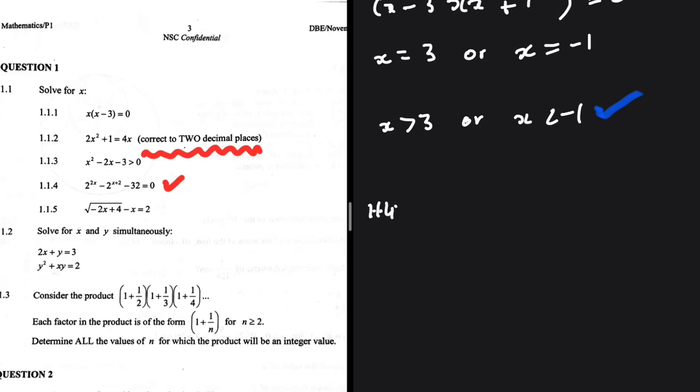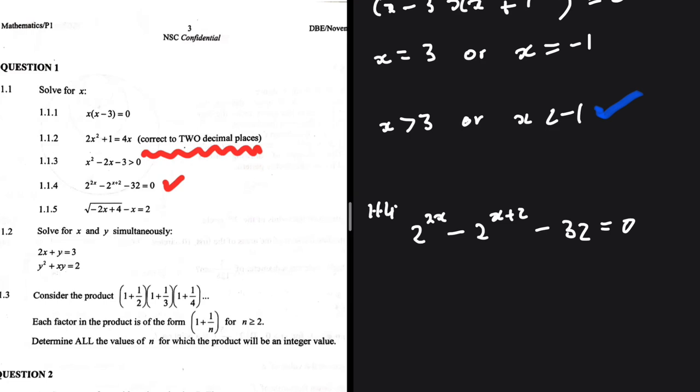1.1.4, we have 2 to the power 2x minus 2 to the power x plus 2 minus 32 equals 0. As soon as I see equations like this, I know that I'm going to let something be equal to k. Let me show you how this plays out.